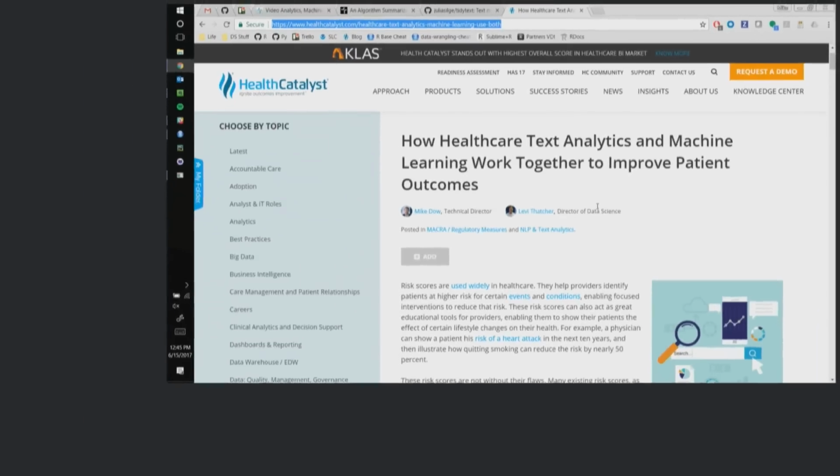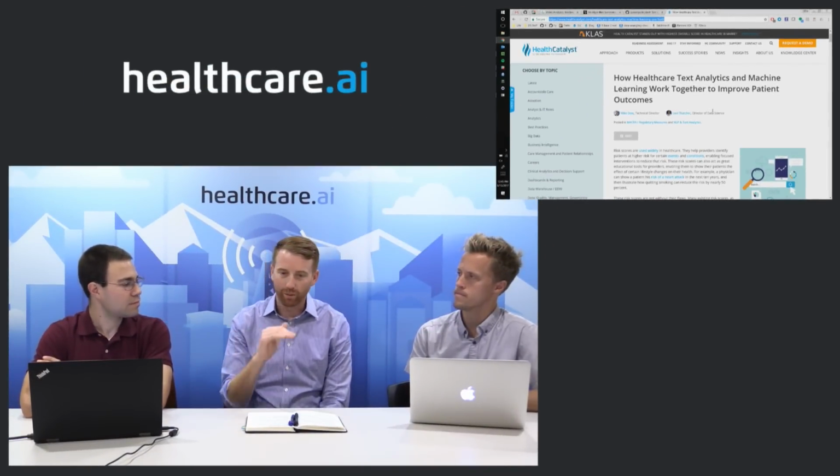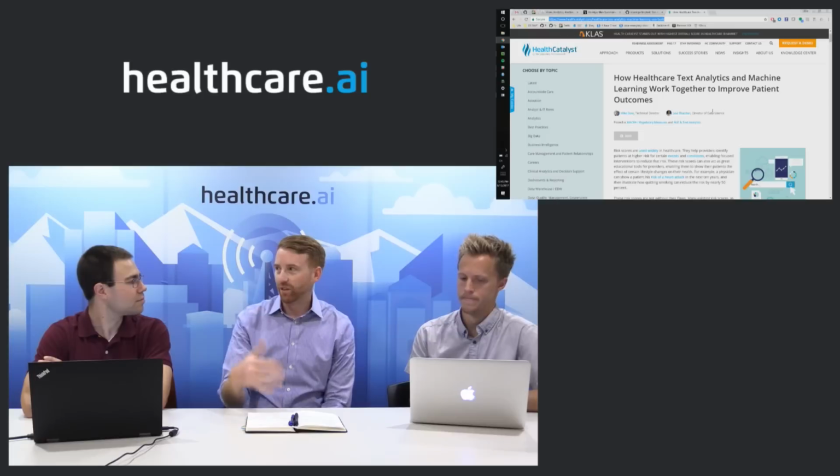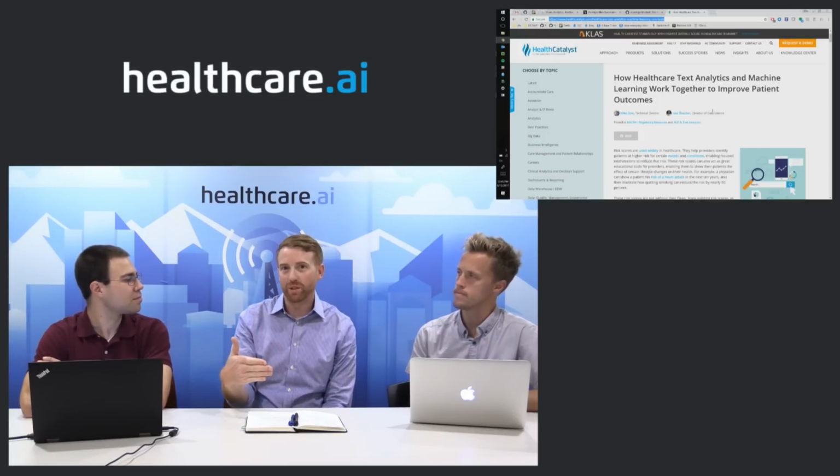Reducing your cholesterol, reducing your blood pressure, those move the needle a little bit, but stopping smoking will really impact things. And so the physician can say, hey, if you stop smoking, you're reducing your risk by almost 50% of having a heart attack over the next 10 years.